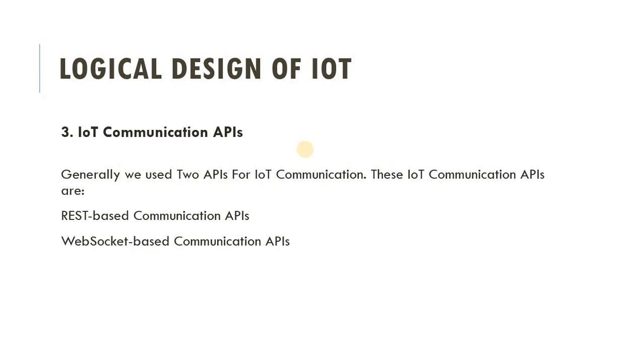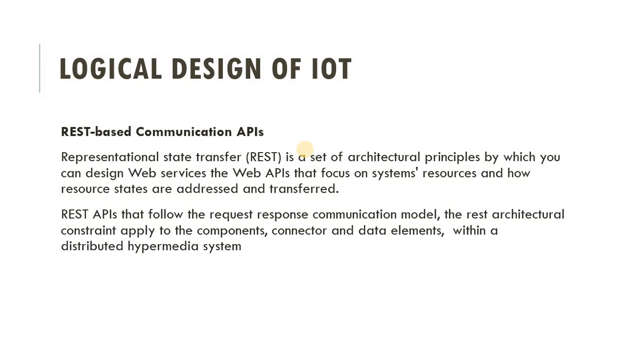The third important term is communication APIs. So generally we use two APIs for communication, which are the REST based communication API and the WebSocket based communication API. The first is the REST based communication API. REST is a set of architectural principles by which you can design web services, the web APIs that focus on a system's resources and how resource states are addressed and transferred. REST APIs follow the request response communication model, and REST architectural constraints apply to the components, connectors and data elements within a distributed hypermedia system.